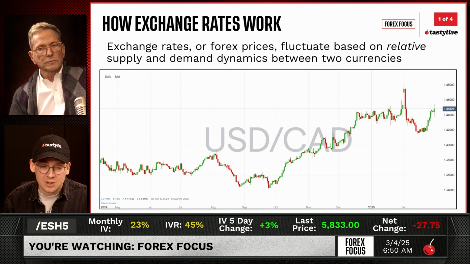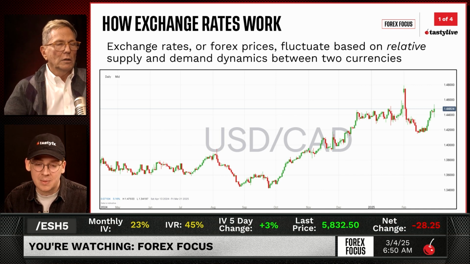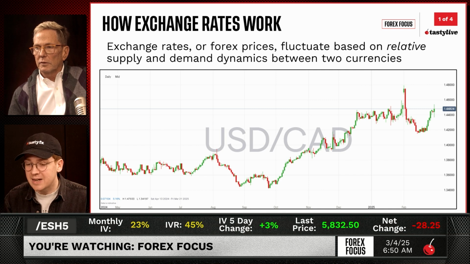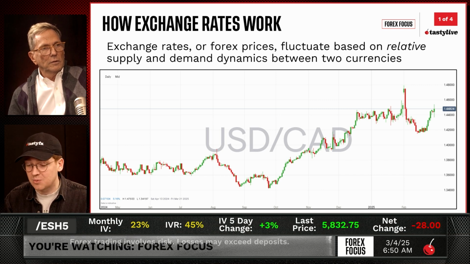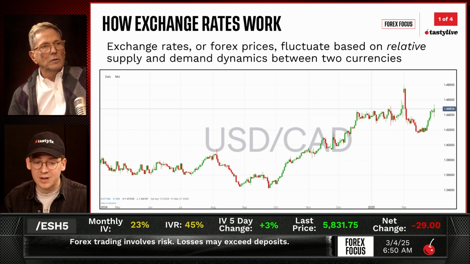Exchange rates or forex prices, same thing for our purposes here today. They fluctuate based on relative supply and demand dynamics between two currencies. Taking a look at US dollar, Canadian dollar, you can see here the exchange rate for the amount of Canadian dollars you'd get for a US dollar going between, in the last year or so, 135 up to a price extreme there on the upside of 148.